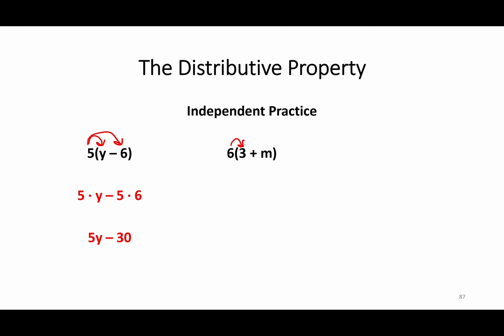Okay, the answer. 6, you distribute to the 3 and to the m. 6 times 3, 18. 6 times m, 6m. That's it. Voila, you're done. Last one. Try to do it yourself.